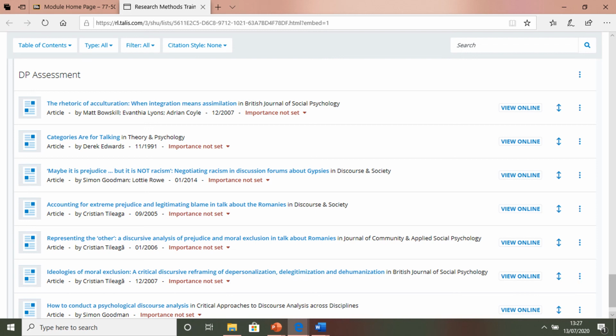But also if you look down from about the third one, there's lots of papers that are relevant to the assessment data as well. And at the very bottom there's a paper about discursive psychology, and it's a really good comprehensive one. So if you prefer to read a paper to understand discursive psychology, this is a really good one to look at.